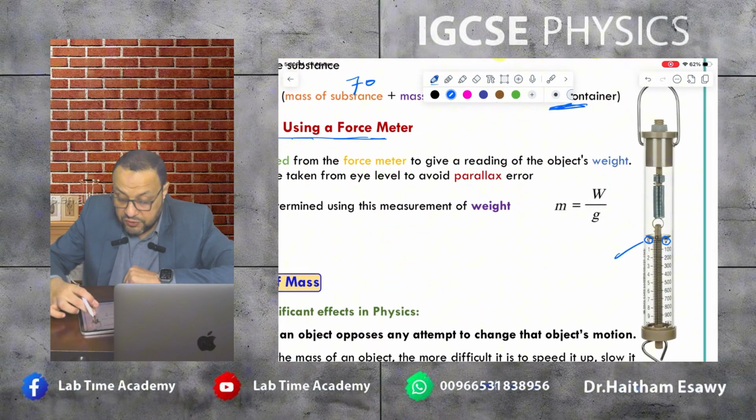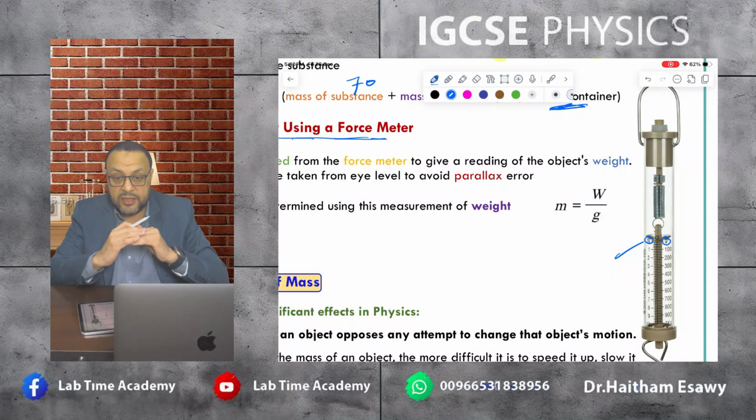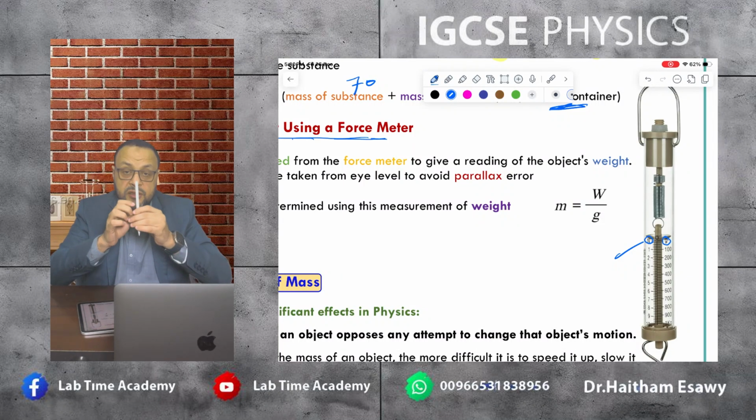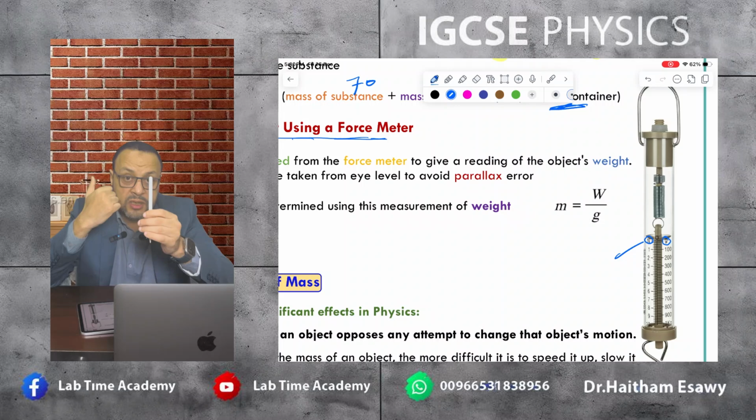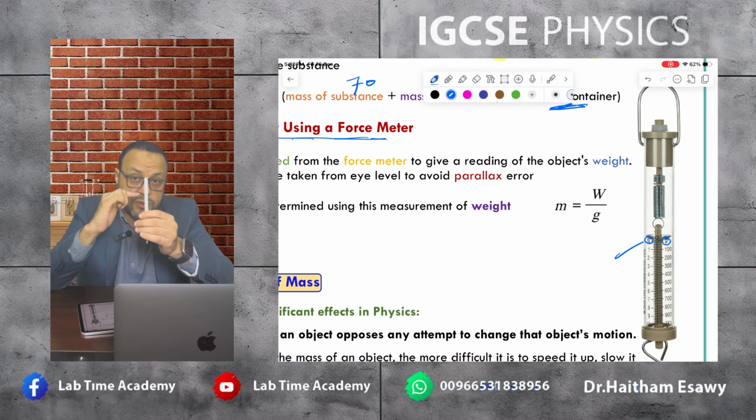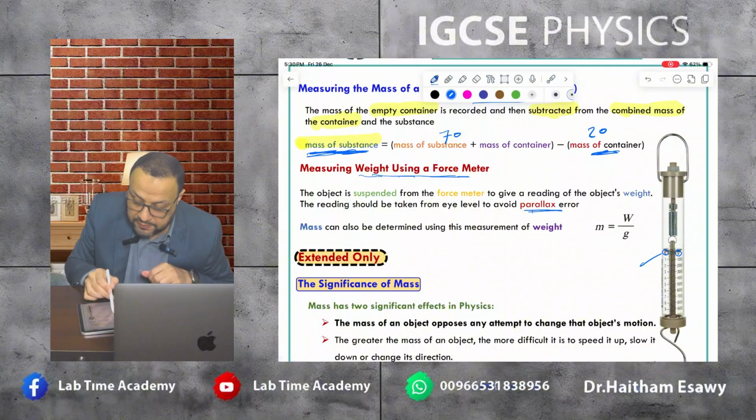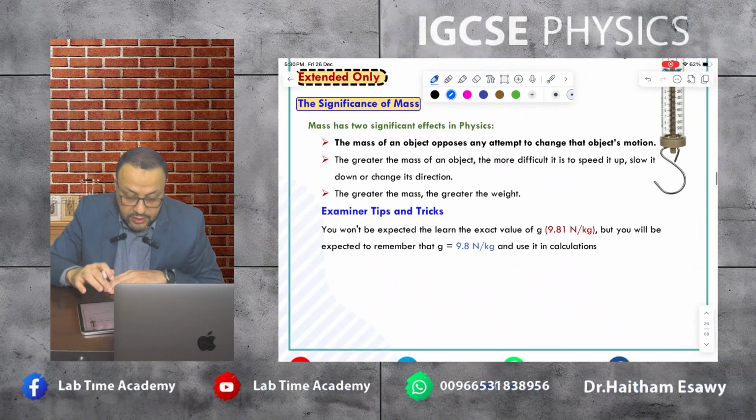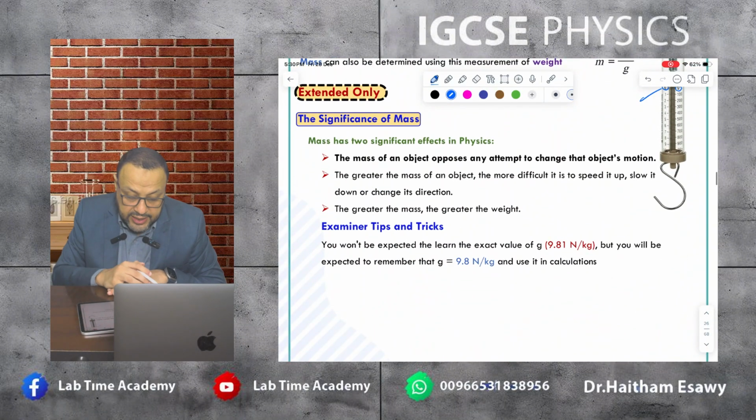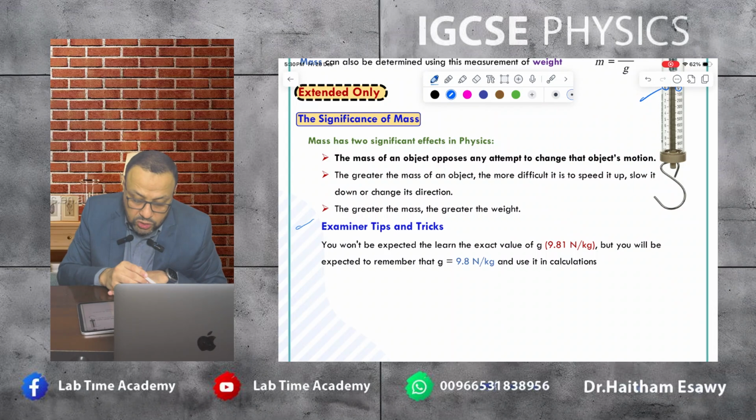But take care, if you want to get the reading, you have to put the Newton meter in front of your eye, you remember, to avoid parallax. So the line from your eye to the scale will be perpendicular to the scale to avoid parallax error, as we said before. Okay. Take care about the examiner tips and tricks.